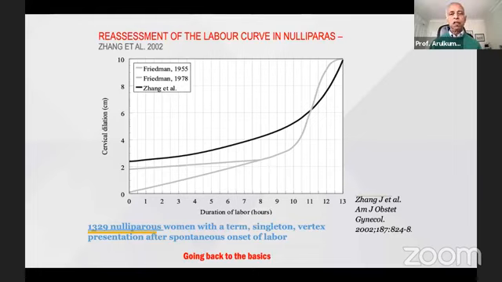But then because there was a rising cesarean section rate, an alarm bell rang, and people wanted to look at it. And Zhang in 2002 did a retrospective analysis of 1,329 nulliparous women. And he showed that compared to Friedman's curve, where the active phase starts at 3 centimeters, according to him, the active phase starts around about 5 centimeters. Only then is it 1 centimeter per hour. But the numbers studied were only 1,300.